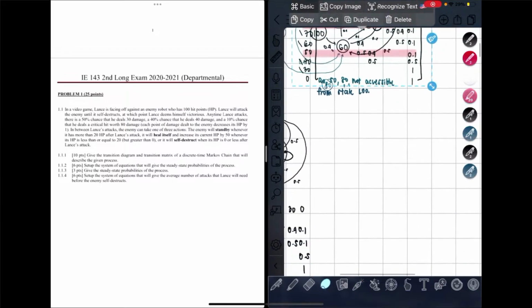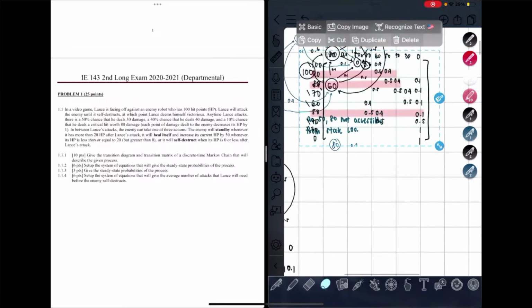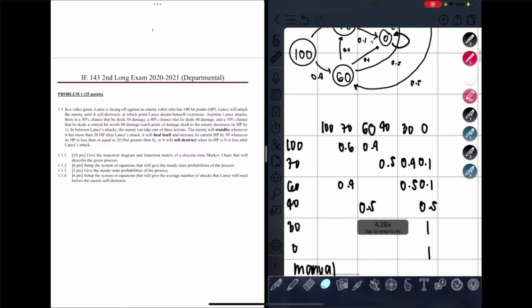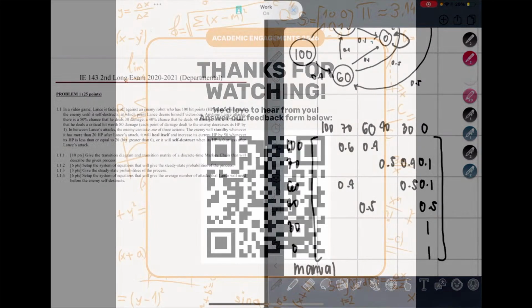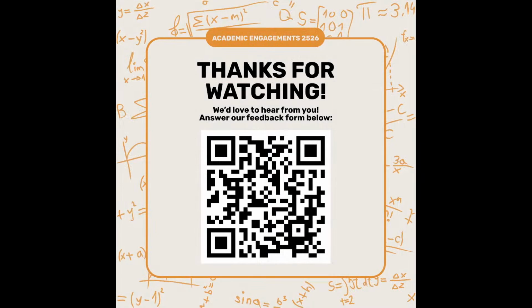So effectively, what you end up with, I wrote it down here already, is this. This is your transition matrix. The rest are zeros. I didn't write them so it doesn't look messy. So that's 1.1.1, the transition diagram and transition matrix. That's basically the first part.